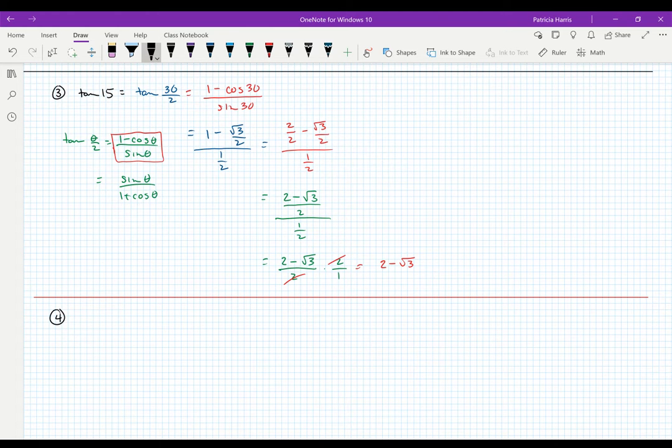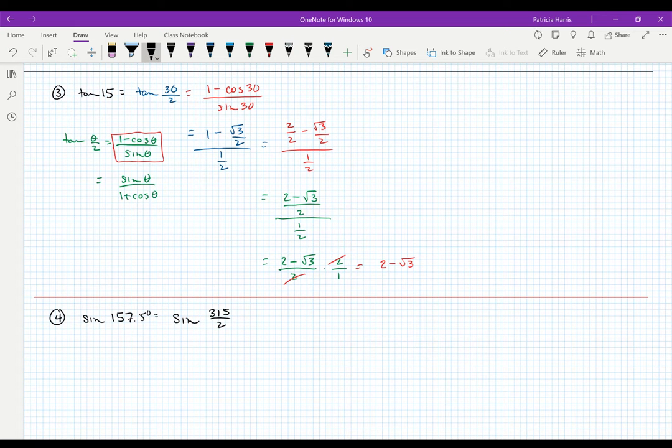Okay, number 4 says sine of 157.5 degrees. So we need to figure out what did we divide to get 157.5, and that would be sine of 315 divided by 2. So again, we're going to look at our formula sheet.